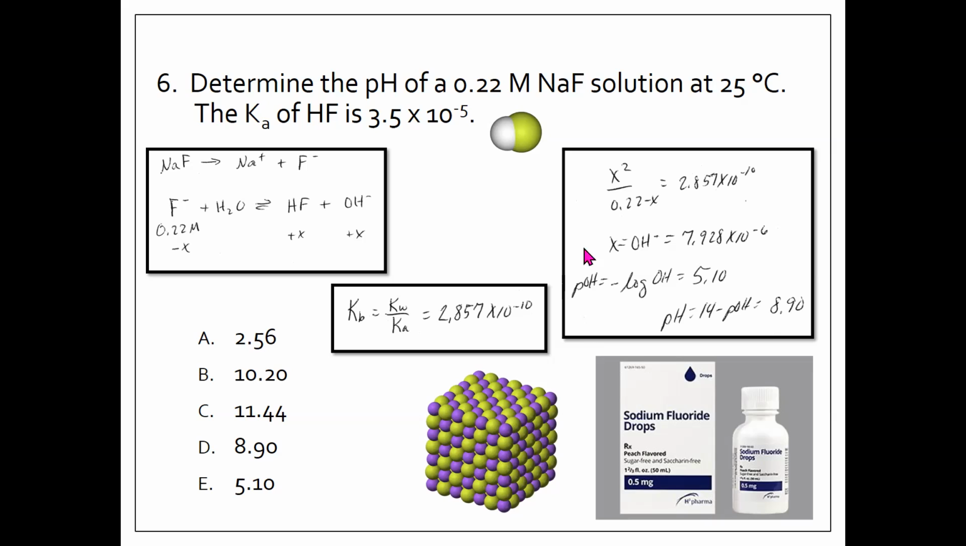So again, we just took our equilibrium constant expression, our products over our reactants, set it equal to the Kb because we're working with a base. That's where I'm putting this K value from. So that X represents the hydroxide concentration. We took the negative log of that to give the pOH, and then 14 minus the pOH gives me the pH.